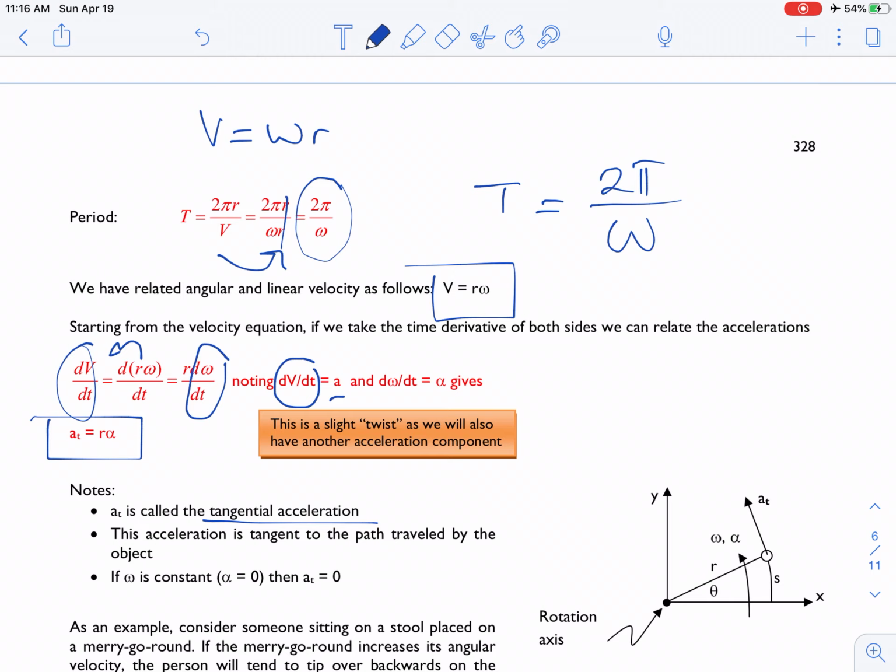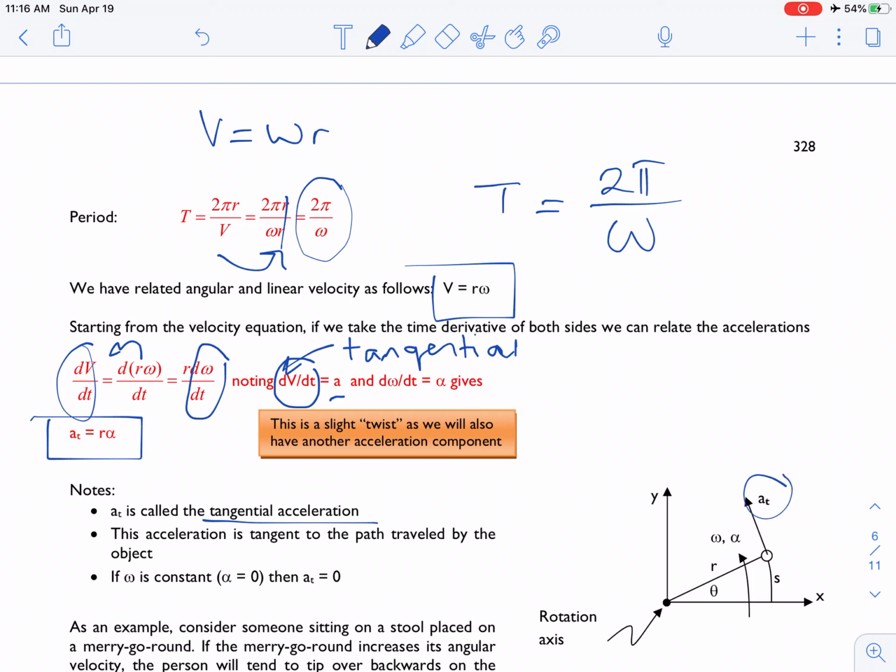So, I never memorized this. I think about where it came from. This a comes from dv over dt, and that's related to tangential velocity. V is tangential velocity, so that's why the acceleration should be tangential acceleration as well. Okay.